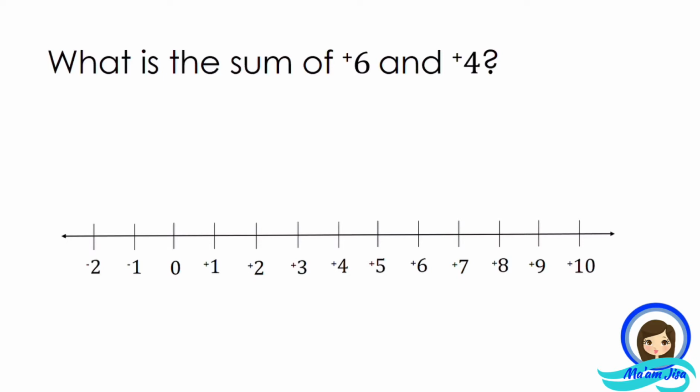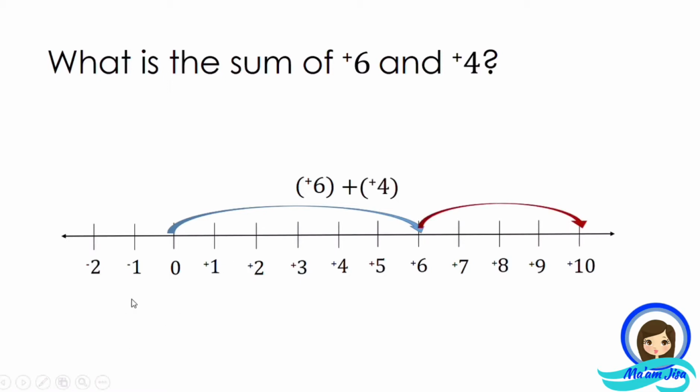To represent the first addend, we draw the arrow from the starting point 0 and move 6 units to the right. Then we draw another arrow with a starting point at the end of the first arrow and move 4 units to the right. How far are we now from the origin? To represent the sum between positive 6 and positive 4, we draw a third arrow from the origin to the end of the second arrow. Therefore, positive 6 plus positive 4 equals positive 10.